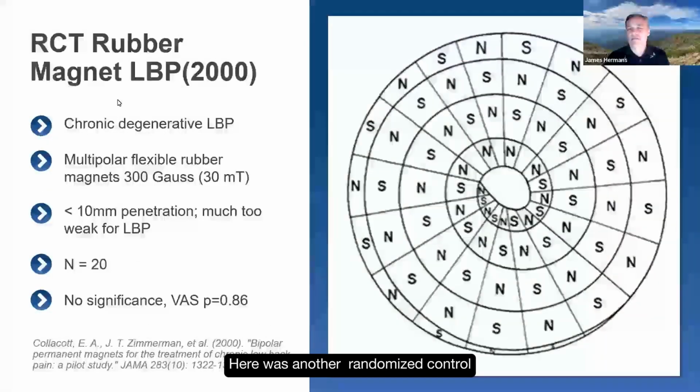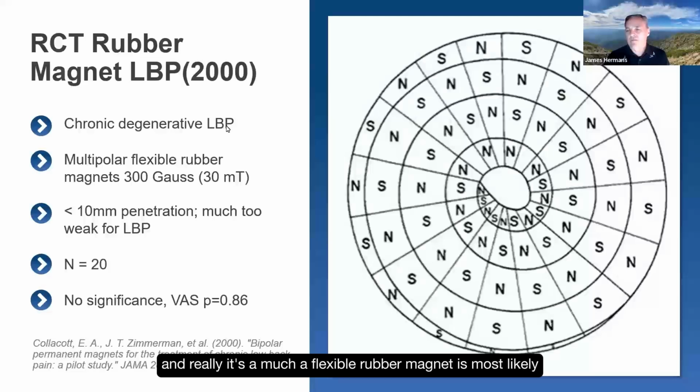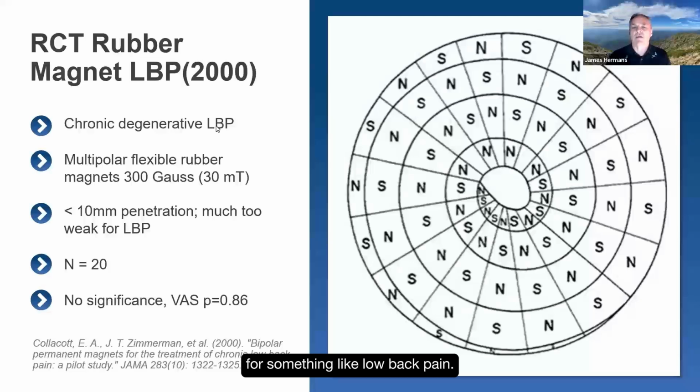Here was another randomized controlled trial using another multipolar magnet. This was published in JAMA 2000, and this was for chronic degenerative lower back pain. And really, a flexible rubber magnet is most likely going to be much too weak to have an effect for something like low back pain. And of course, there were 20 subjects in this study, and there was no significant difference, the P score 0.86, between the two groups.